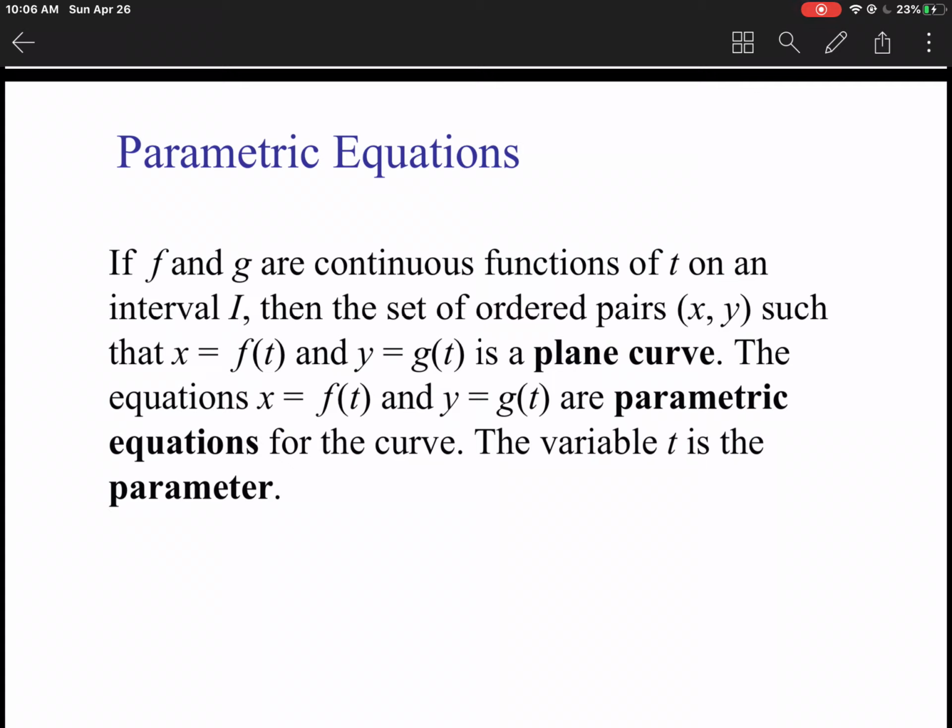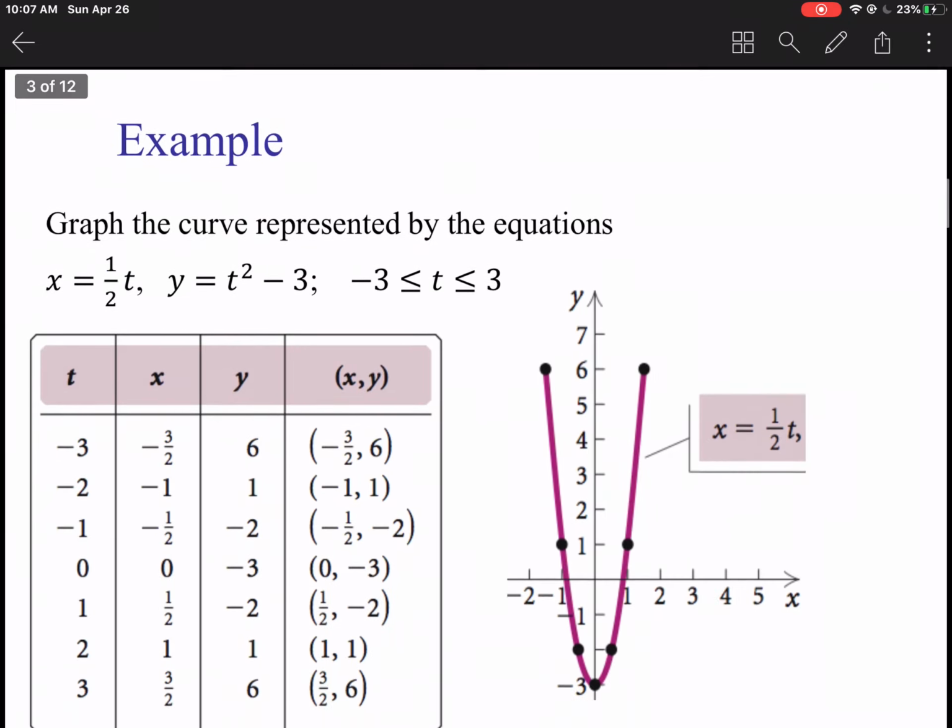When you get to calculus, we talk a lot about continuous functions and continuity of functions. But if f and g are continuous functions of t on an interval I, so we're putting limitations on the t values, then the set of ordered pairs x, y, such that x equals f of t and y equals g of t, is a plane curve. That simply means it's a curve graphed in our flat two-dimensional coordinate plane. The equations x equals f of t and y equals g of t are what we're calling the parametric equations for the curve, and the variable t is a parameter. So again, to get your ordered pairs, you have separate functions for x and y.